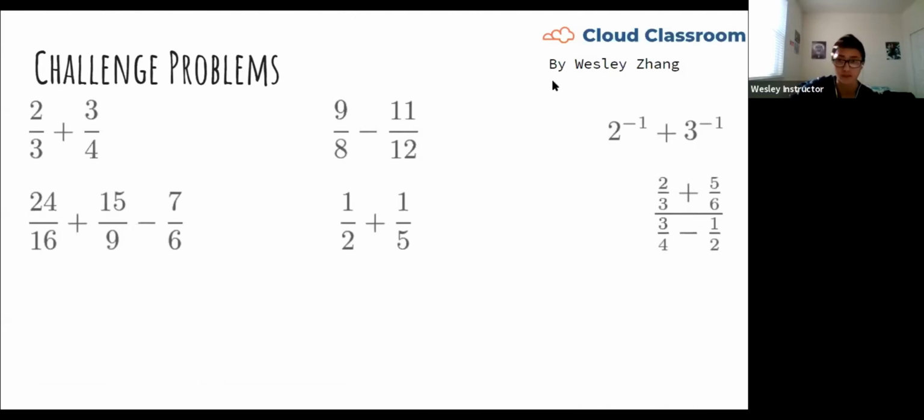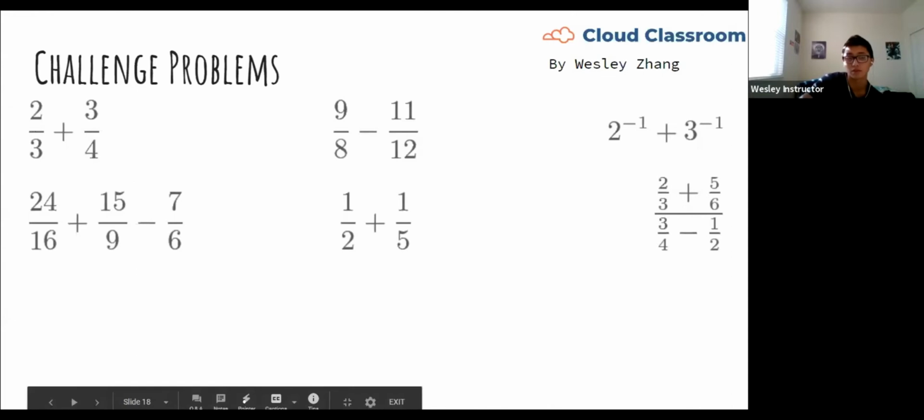Okay, so I'll go over the answers right now. If you guys didn't finish, it's okay. Just do as much as you can. All right, so I'll go over the first one. So 2/3 plus 3/4. You look at the denominators, you have a 3 and a 4, and the LCM of those two numbers will be 12. So you want to get both of the denominators into 12.